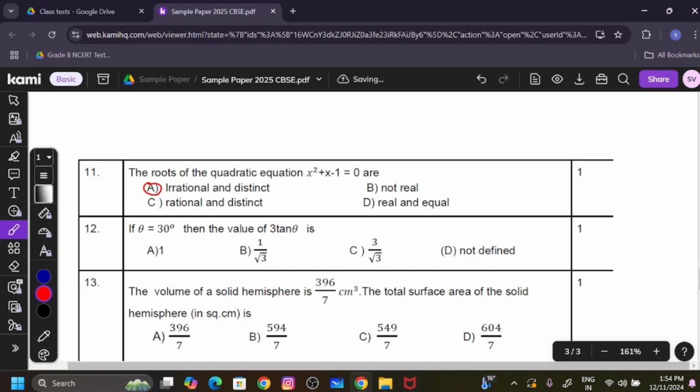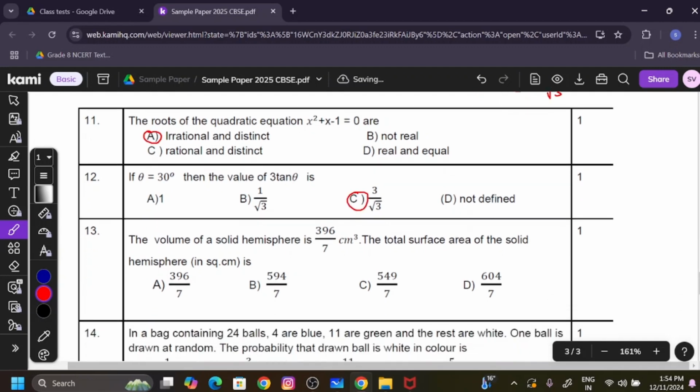Look at the 12th question. If theta is equal to 30 degrees, then the value of 3 tan theta is equal to... 30 degrees means tan 30, we know tan 30 is 1 by root 3. So 3 into 1 by root 3, which is 3 by root 3. Answer is option C.